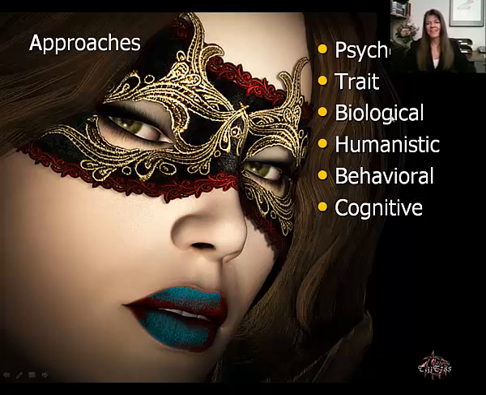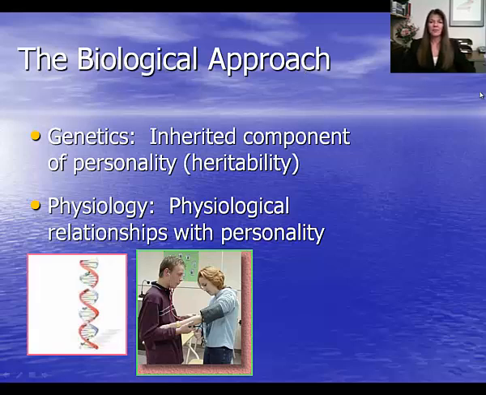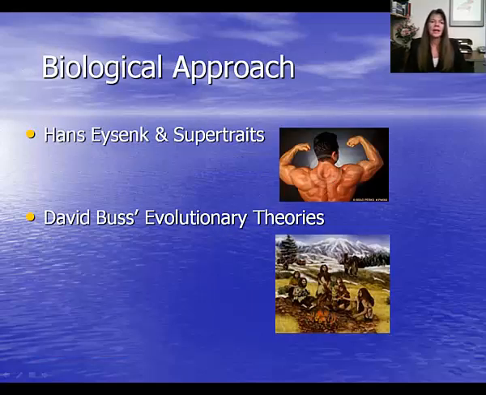So we're looking at the biological approach now, and those two foci. So genetics, of course, being the inherited component of your personality, heritability, and also remember physiology. So, how is your physiology related to your personality? So we see differences in physiology in people according to their personalities. Some really cool work we're going to look at today. We're going to be covering two different theorists. And the first one is Hans Eysenck, and what he called his super traits.